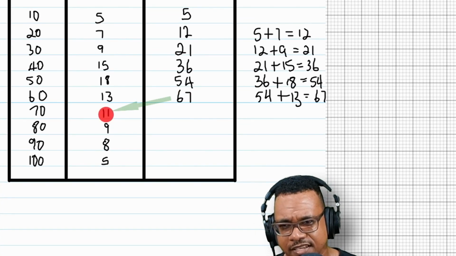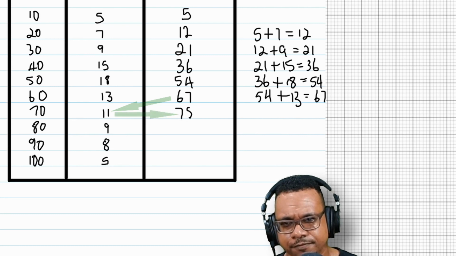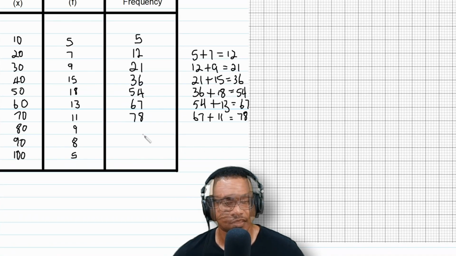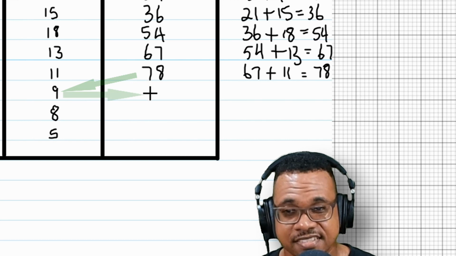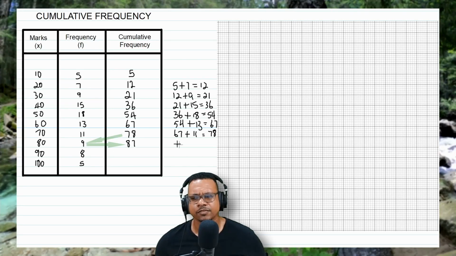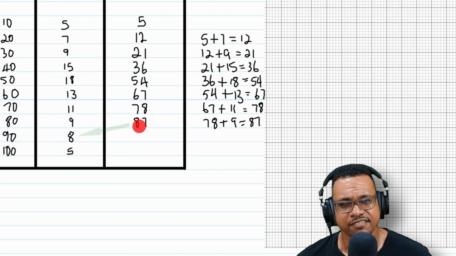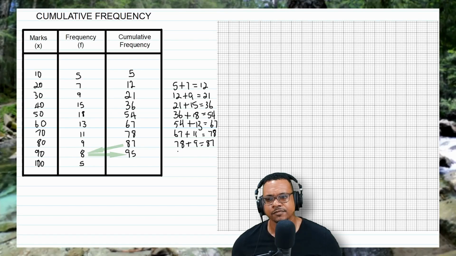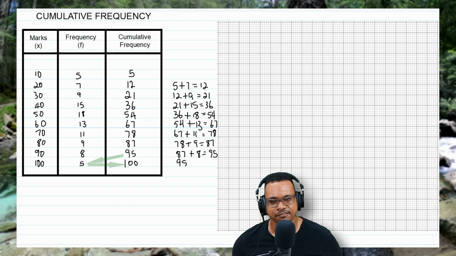Then we're going to have 67 plus 11. So that's 78. So the 67 plus 11 was equal to 78. Then we're going to have 78 plus 9, and that's equal to 87. So I'm just going to write the 78 plus 9 is equal to 87. Then we're going to have 87 plus 8, which is equal to 95. So 87 plus 8 is equal to 95. And then the 95 plus 5 is equal to 100. So 95 plus 5 is equal to 100.